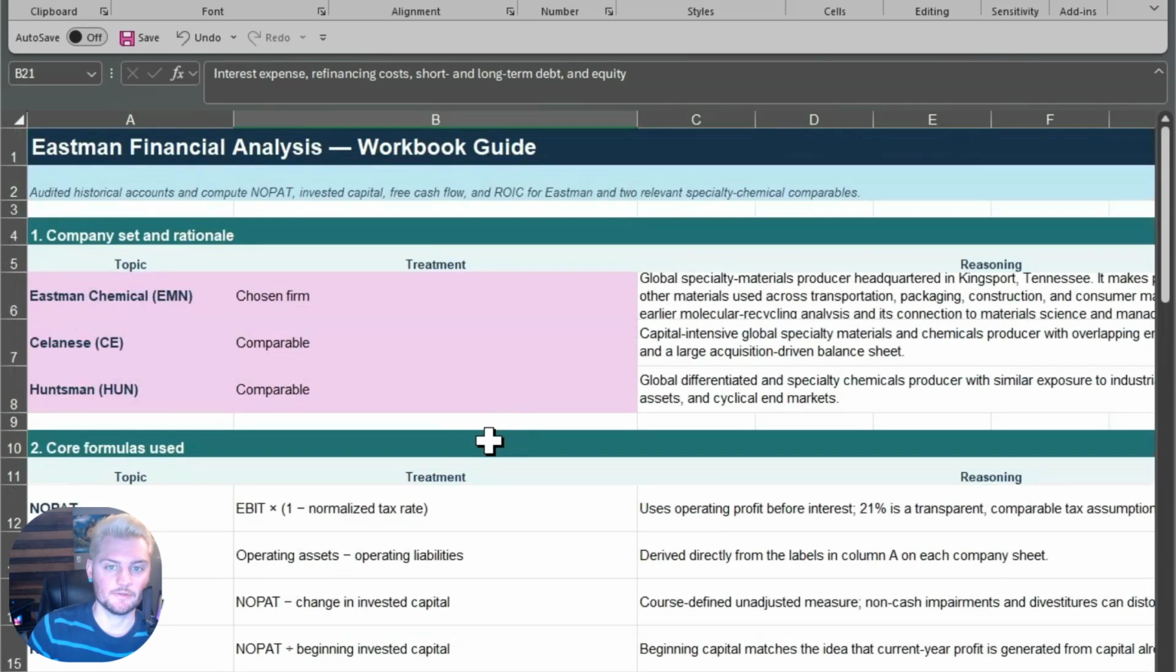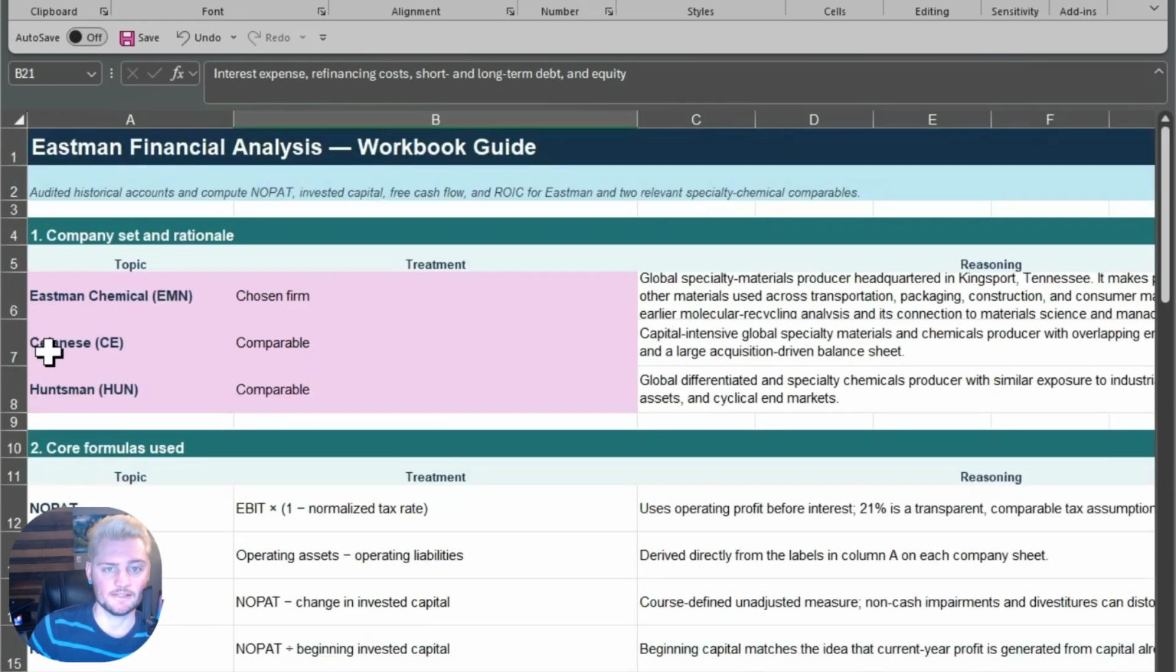So now I'm going to explain the comparable firms. I selected Celanese and Huntsman as the comparable firms. Celanese overlaps with Eastman in engineering materials and capital intensive chemical manufacturing. Huntsman's another specialty chemical producer exposed to industrial demand and cyclical end markets. These aren't perfect matches, but in terms of what they produce and how they function, all depend on manufacturing assets, technical products, and they all have similar customers, so they provide a useful performance range when comparing their financial assets.